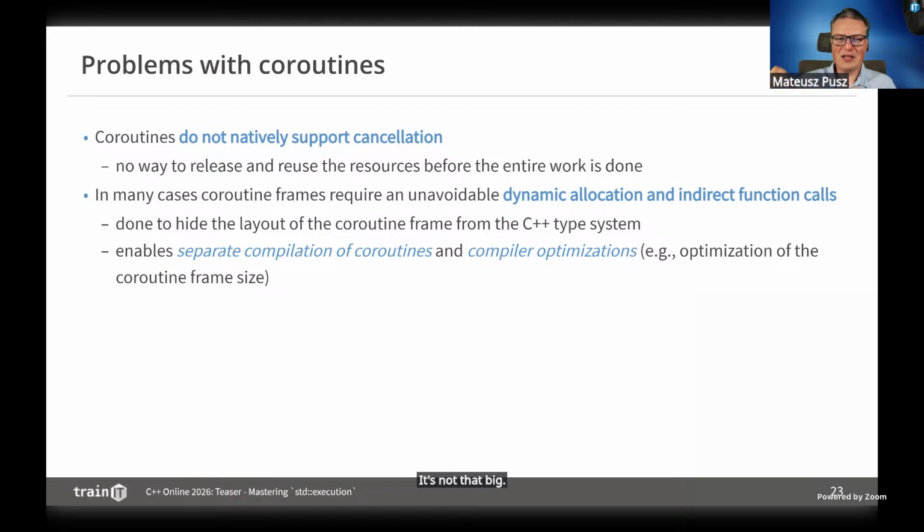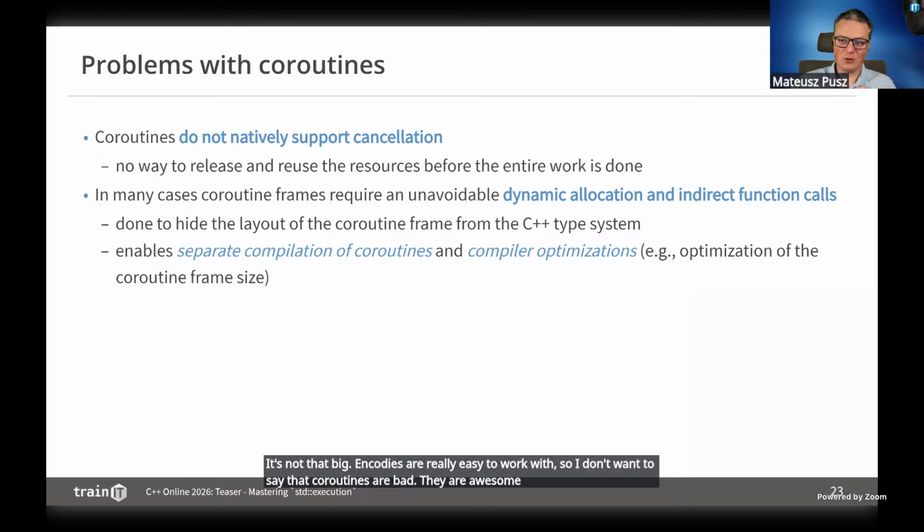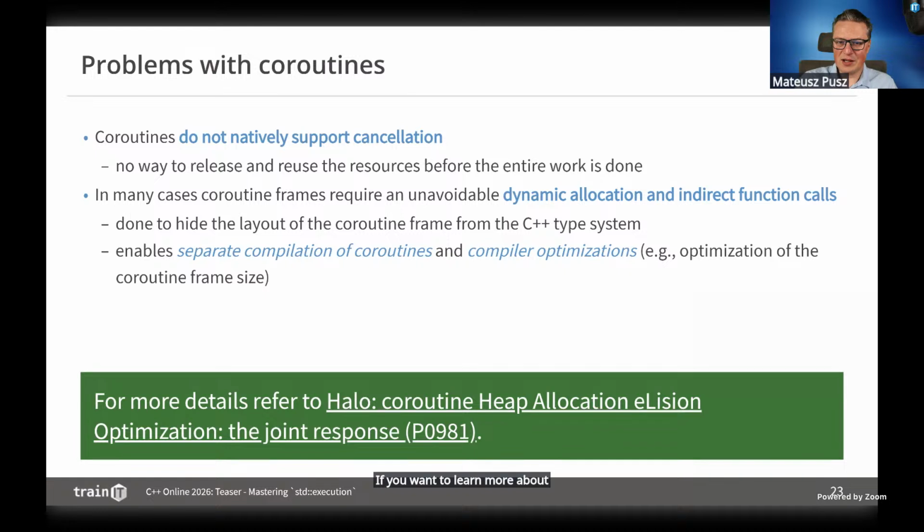And coroutines are really easy to work with. So I don't want to say that coroutines are bad. They are awesome, and you should learn them for sure. They are much better than anything else that we had before. If you want to learn more about the allocation elision, you can find this paper called HALO, and you will find out more about when the allocation may be elided for coroutines.